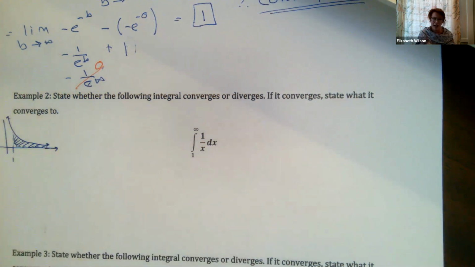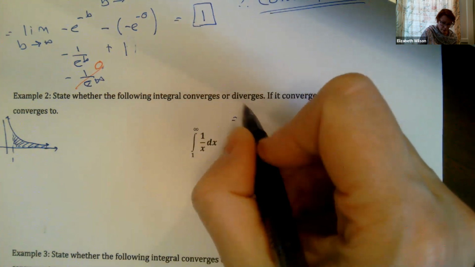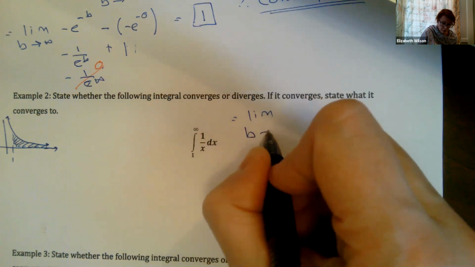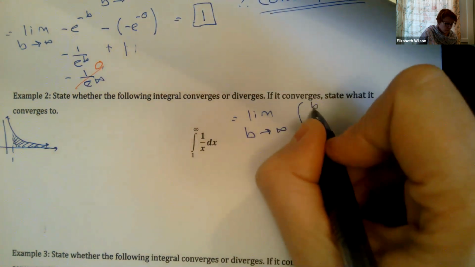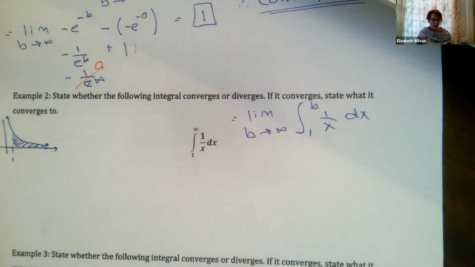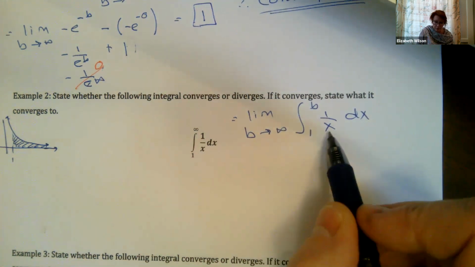So I'm looking at that. I like the graph just to help me visualize. Let me rewrite this as a limit because I've got infinity in my upper bound. So I'm going to write the limit as b goes to infinity, from 1 to b, of 1 over x dx. This is x to the minus 1.